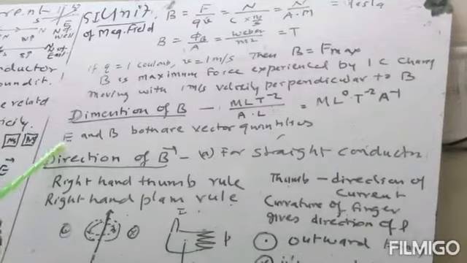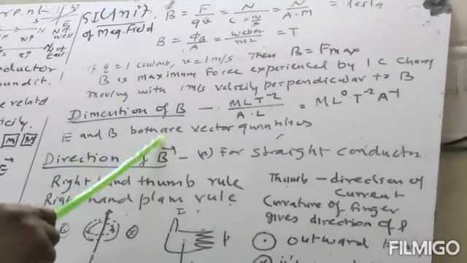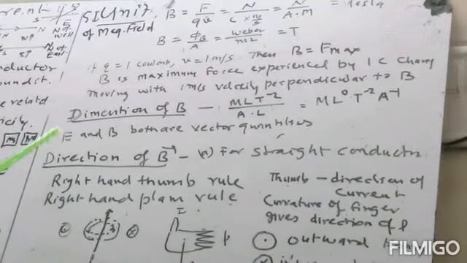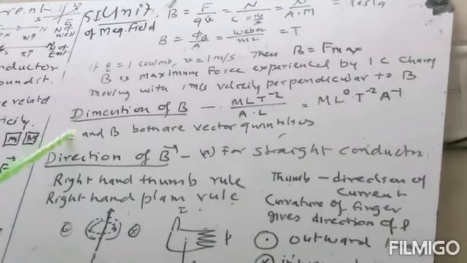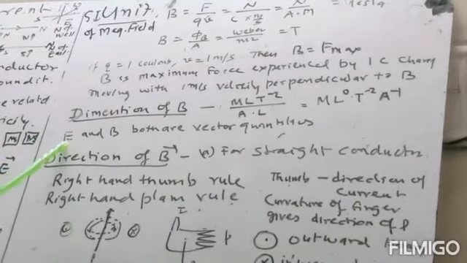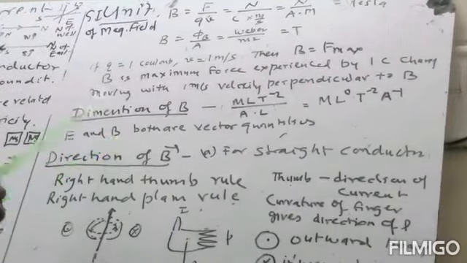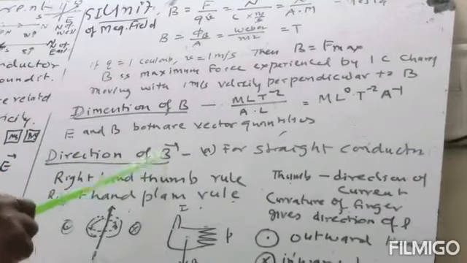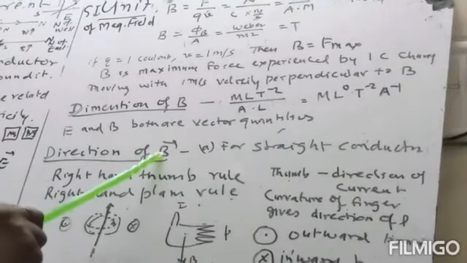Now electric field and magnetic field both are vector quantities. The direction of E will be in the direction of force, whereas the direction of force is perpendicular to B. Now how to represent that, how to give the direction of magnetic field?